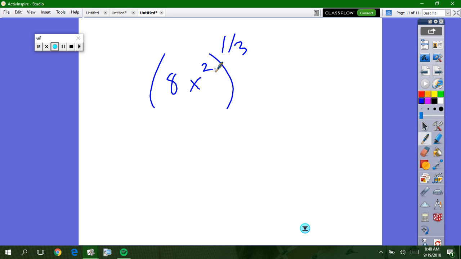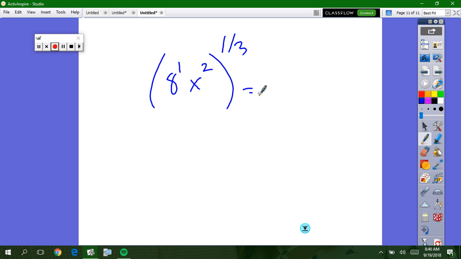Anybody have an idea what that would become? First off, this is a power to a power situation, right? Does 8 have his very own power? It is. Remember, he is not connected to the x squared. That is the biggest thing people mix up, thinking that 8 is squared as well. If it was, what would it look like? Parentheses around the 8 and the x, right? Does that make sense? Okay.